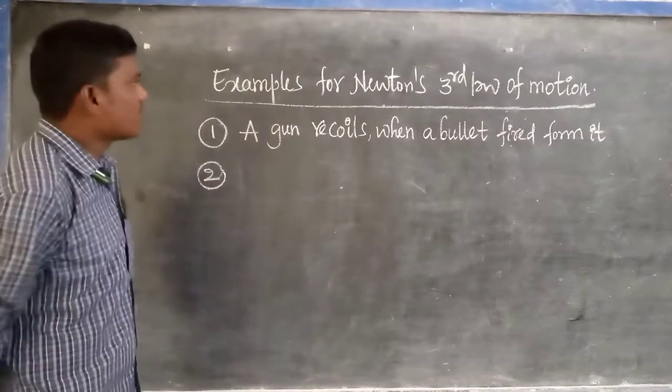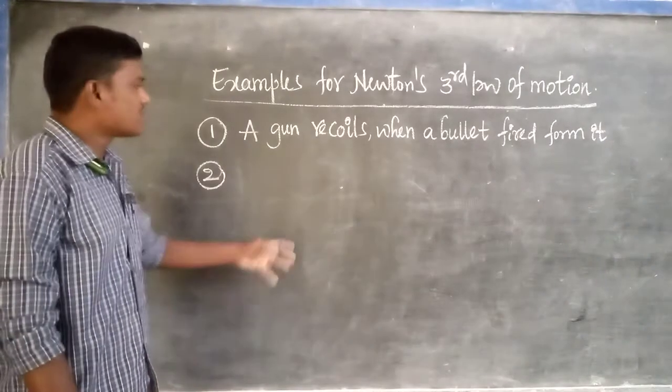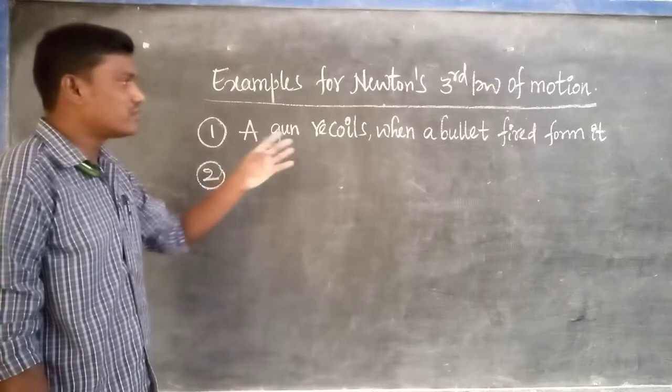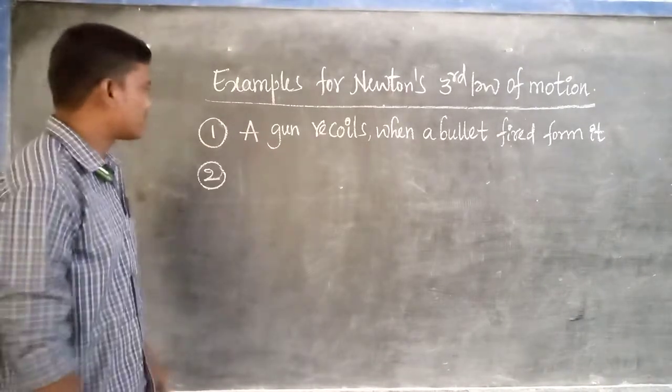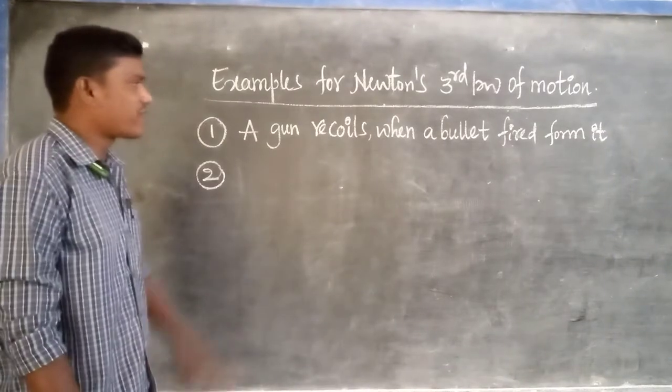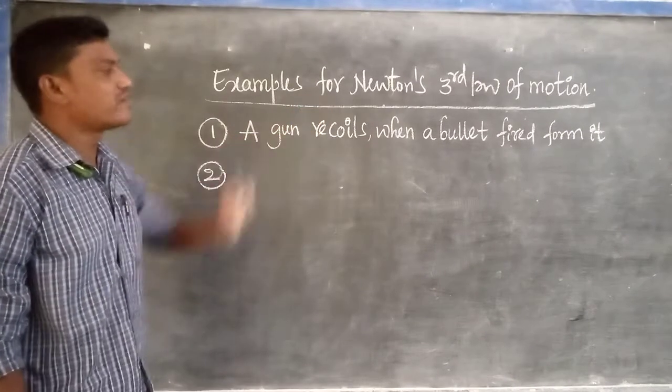So what are the examples for Newton's third law of motion? I will explain some of the examples. These examples are very important from the exam point of view in 9th standard also. That's why I will explain this one. A gun recoils when a bullet is fired from it.